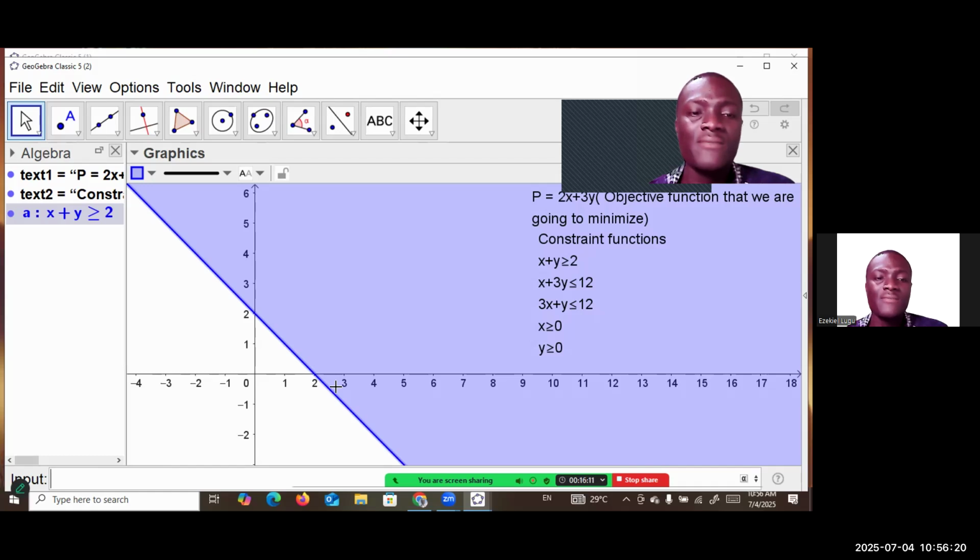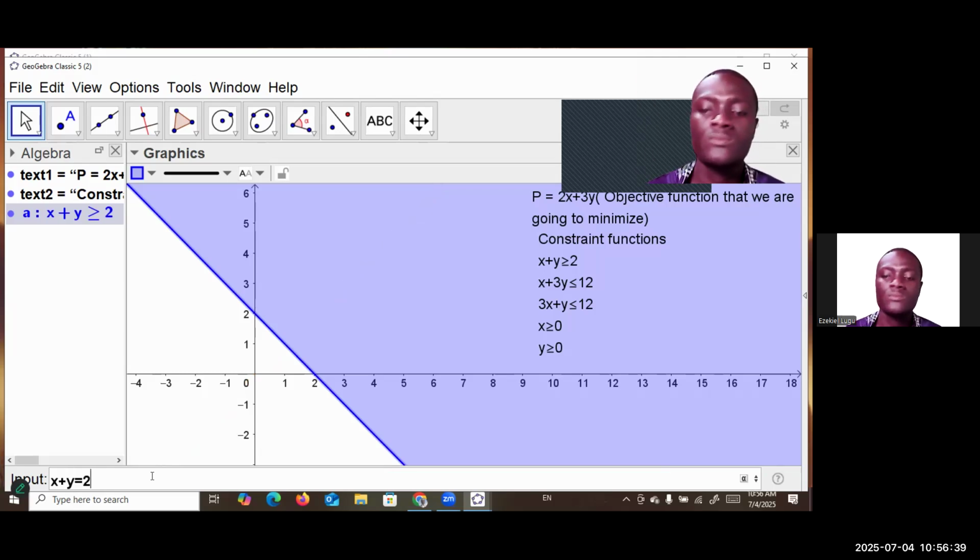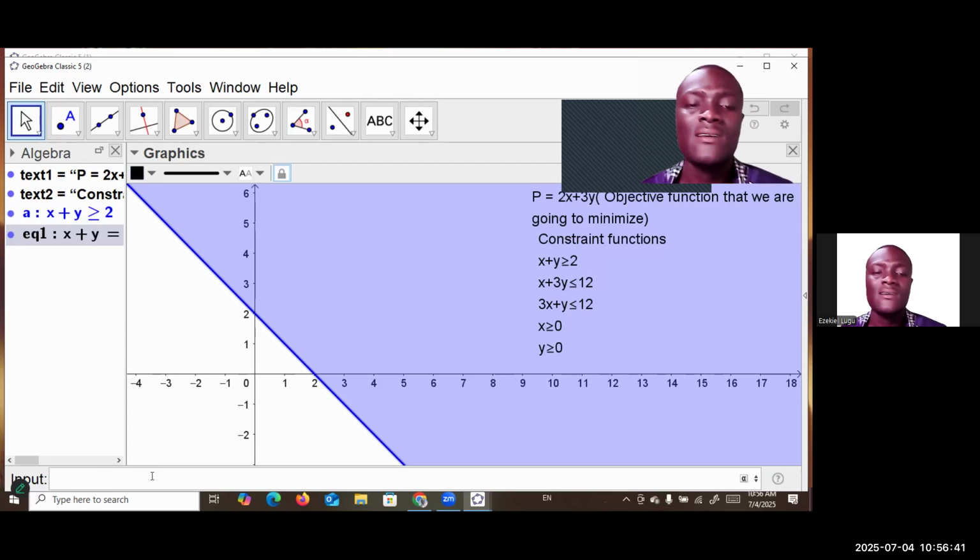After plotting all the constraint inequalities, you have to plot their corresponding lines. In place of the inequality sign, you just put equal to. So that is x plus y is equal to 2. You are only putting that to draw a line there. The reason for plotting the corresponding line is just to indicate the boundary, because you are going to take off the inequalities later.